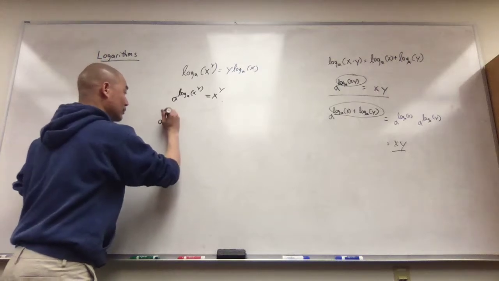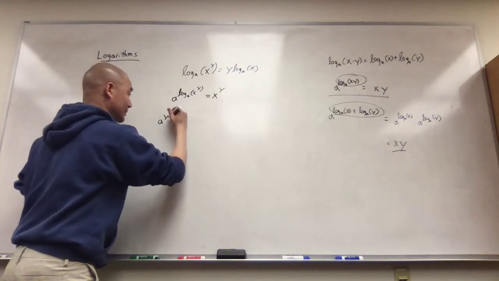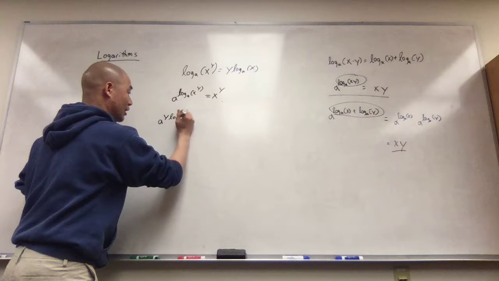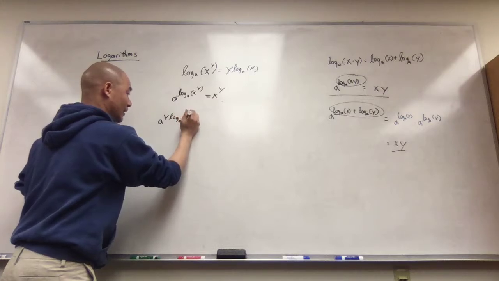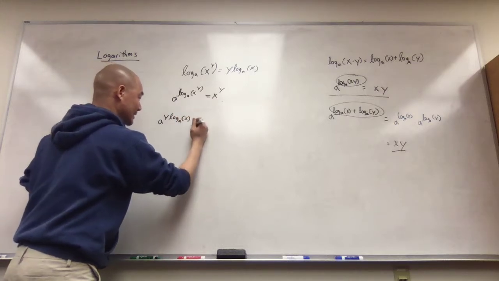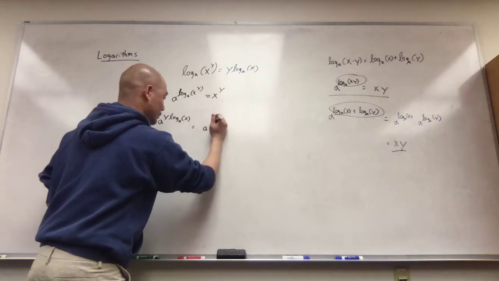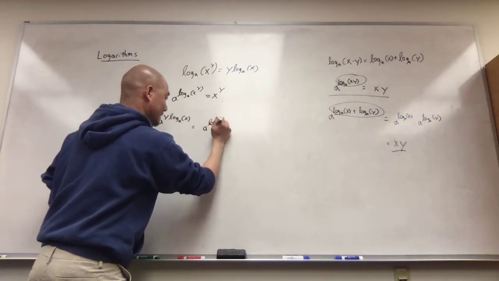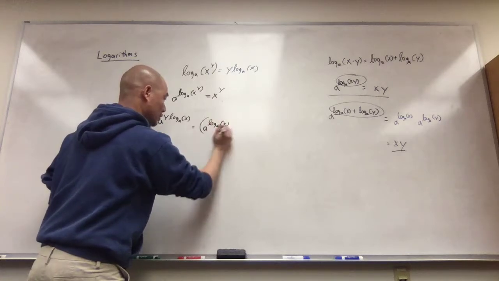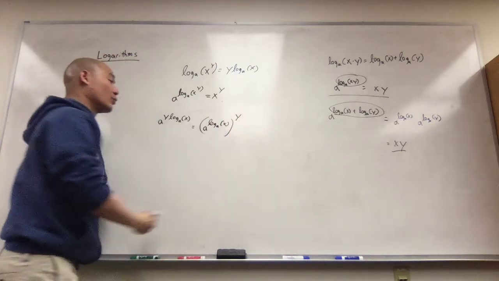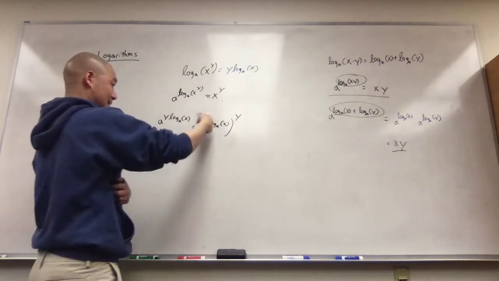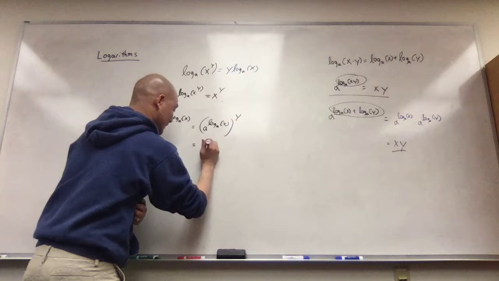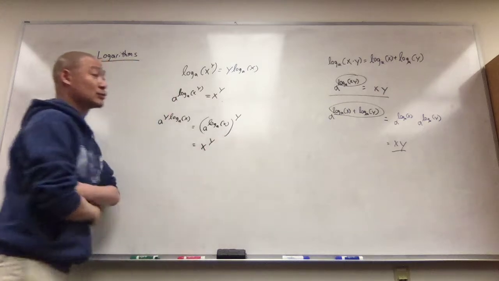Now a to the y times log base a of x is the same thing as a to the log base a of x to the y. This thing cancels and just gives me x to the y.